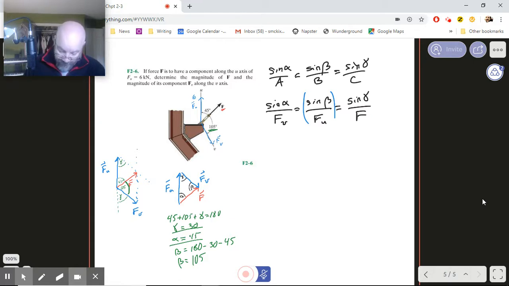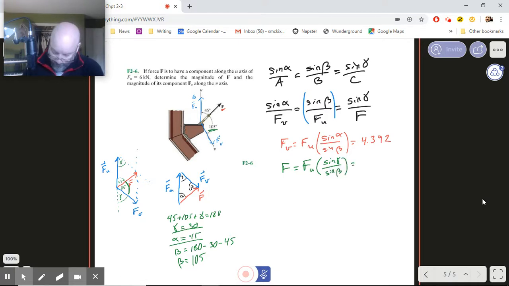All right. So let's start with F sub V. F sub V is going to be F sub U times the sine of alpha over the sine of beta. Okay. And whenever you work that out, you're going to get 4.392. Then we can do our other one, F sub W, which is going to be F sub U times the sine of gamma over the sine of beta. Double check my notes, gamma over beta, yep. And our answer on that one is 3.106. Okay, there you go, just like that.